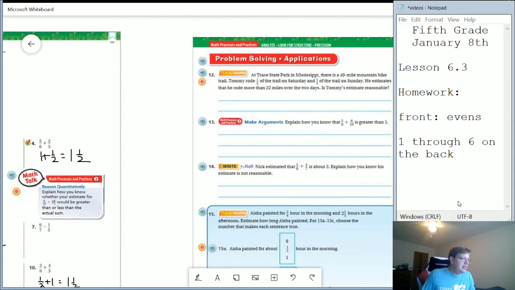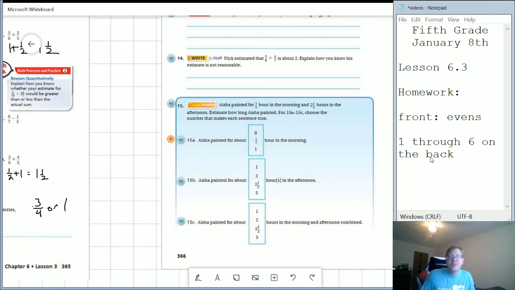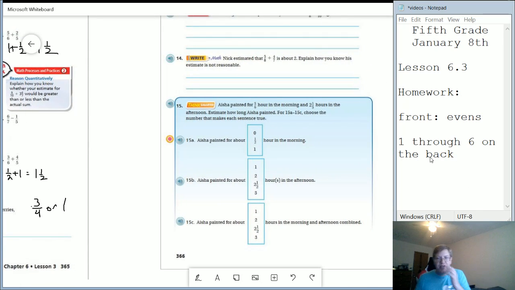Let's go ahead. I want to do this part. So number 15, and then we'll talk through the homework because we're kind of at the limit of the amount of time I want to spend on this video, so you guys can spend the most amount of time actually working on things. So Aisha painted 5/6.